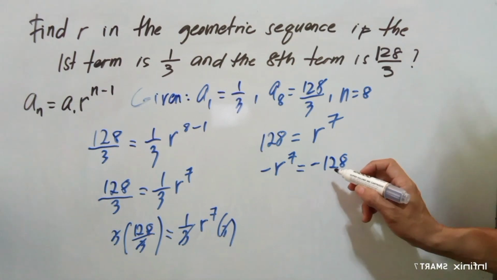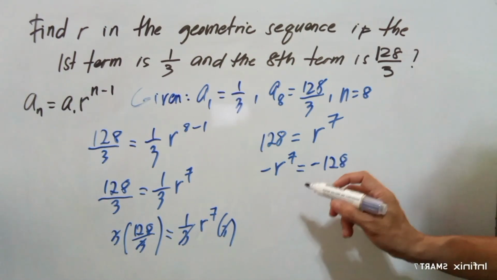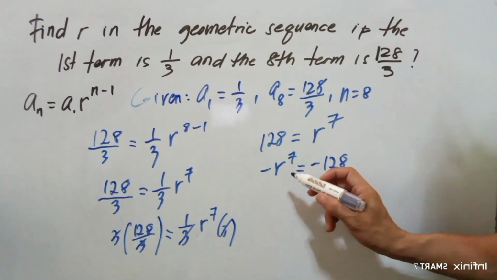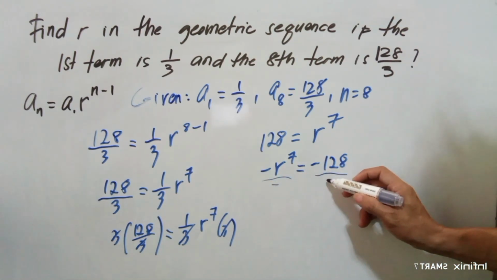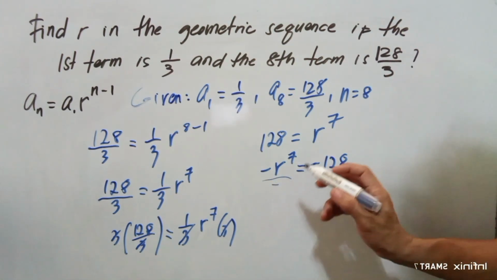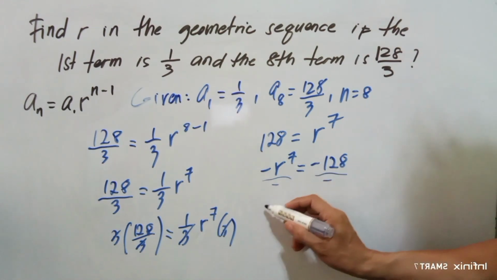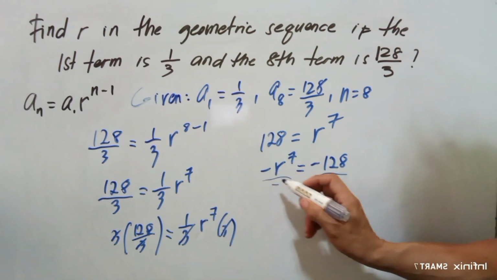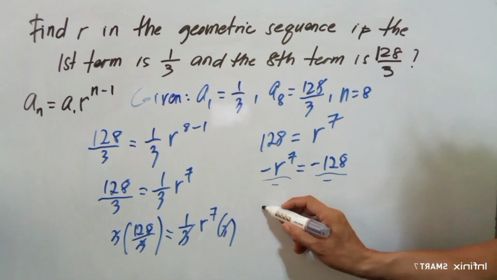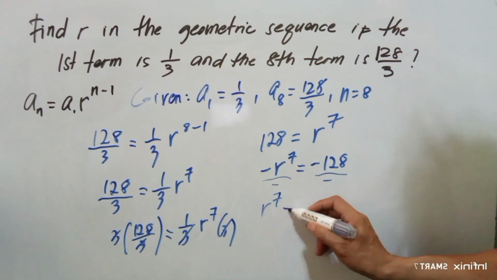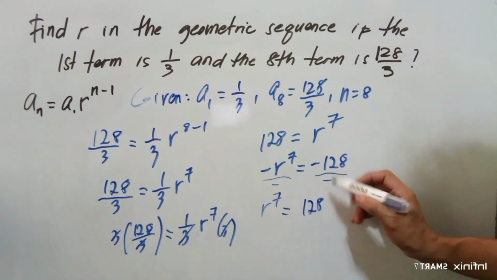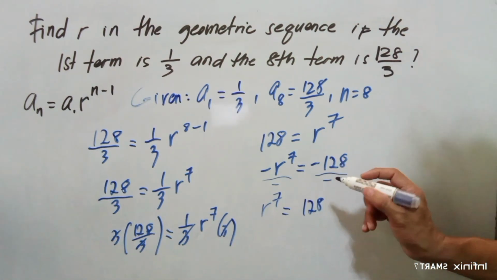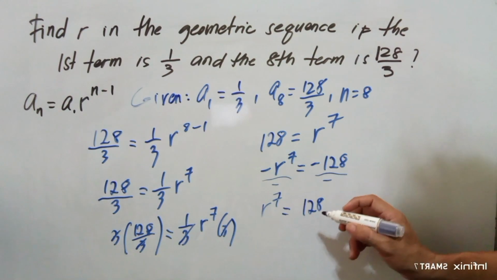Okay? So i-divide natin yan both sides, or multiply both sides by negative. So diretso na lang natin ha. So divide na lang natin ng negative. Pwede rin multiply both sides. So naiwan, negative divide by negative is positive, di ba? So r raised to the power of 7 equals positive 128. Kasi pag mag-divide tayo ng the same sign or mag-multiply tayo ng the same sign, the result is positive.